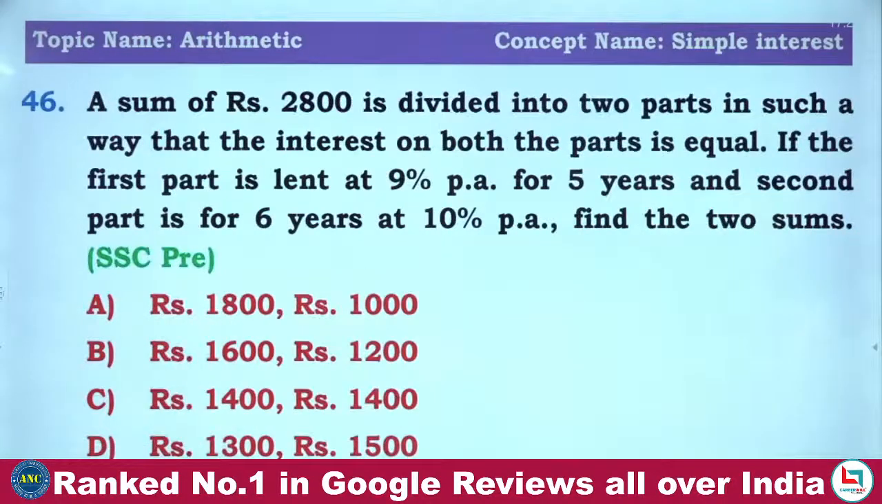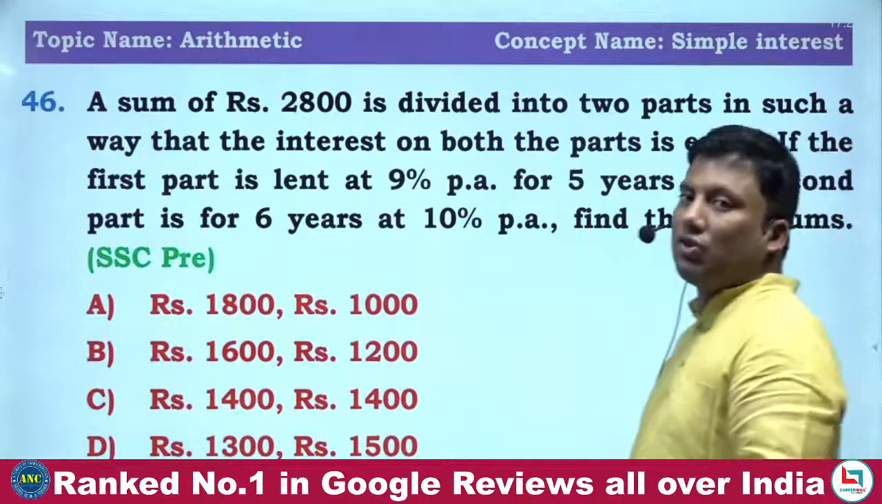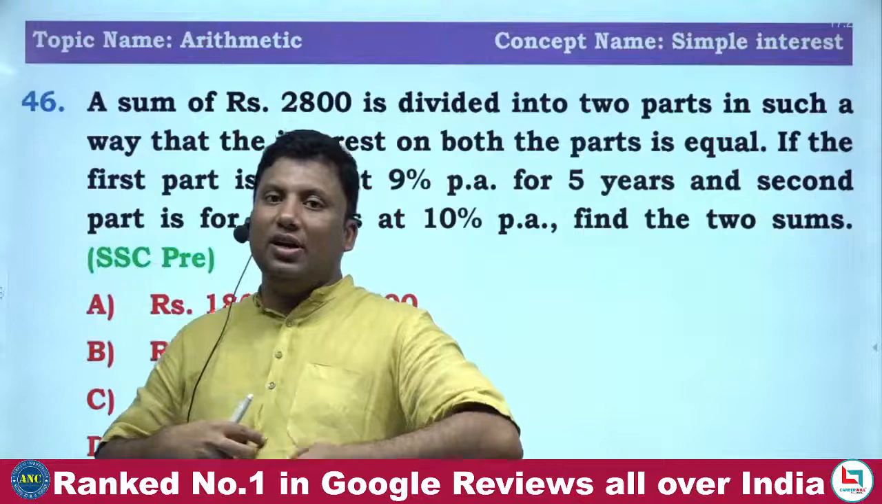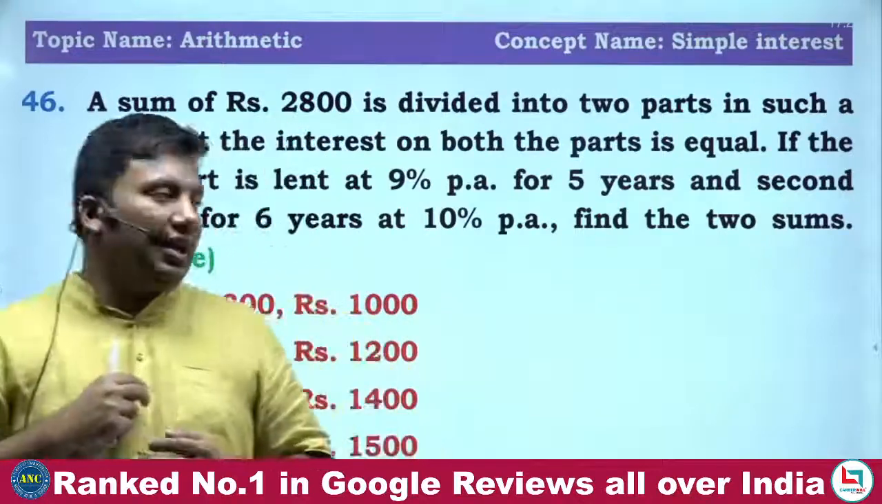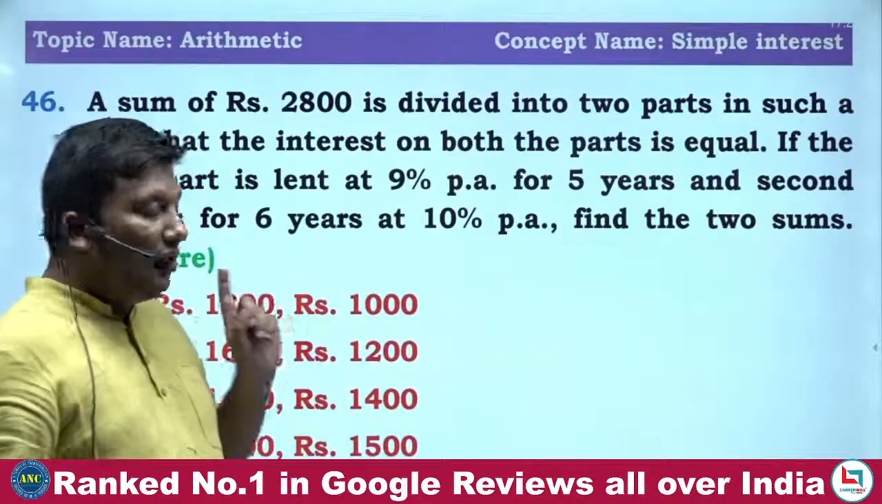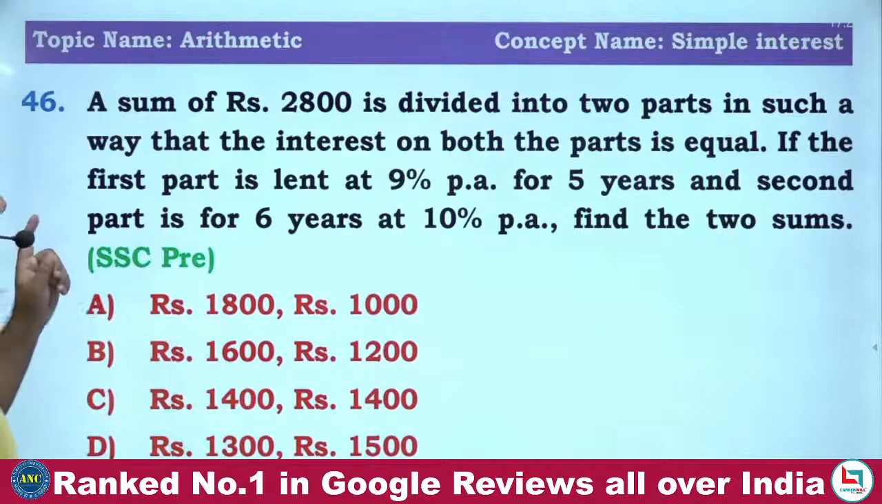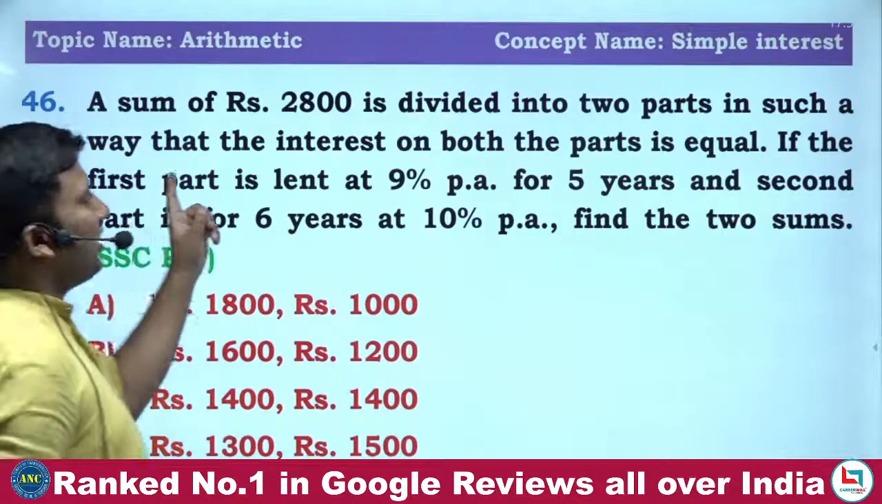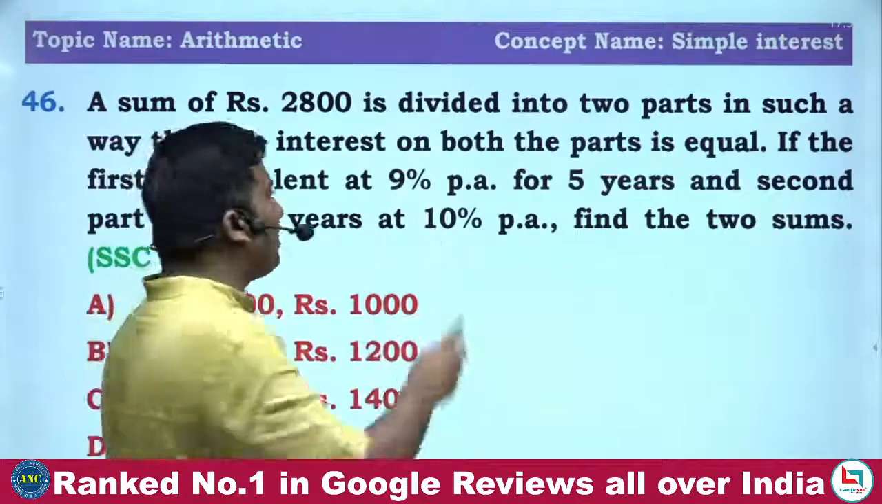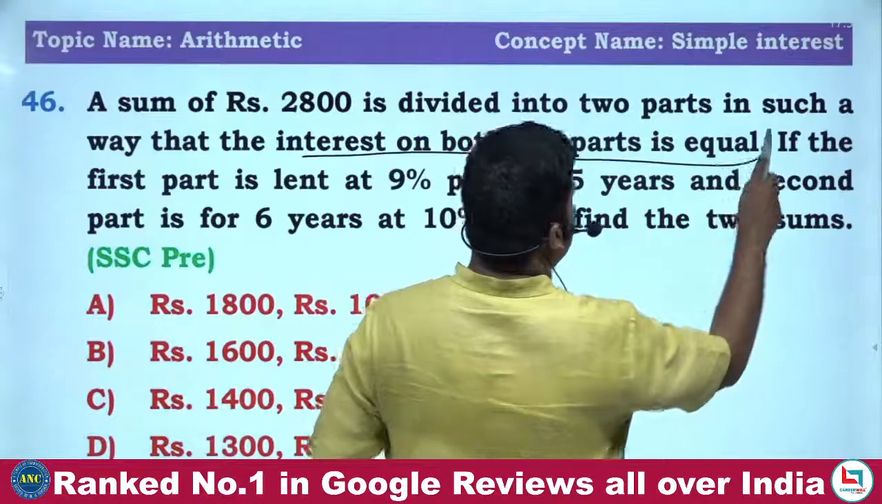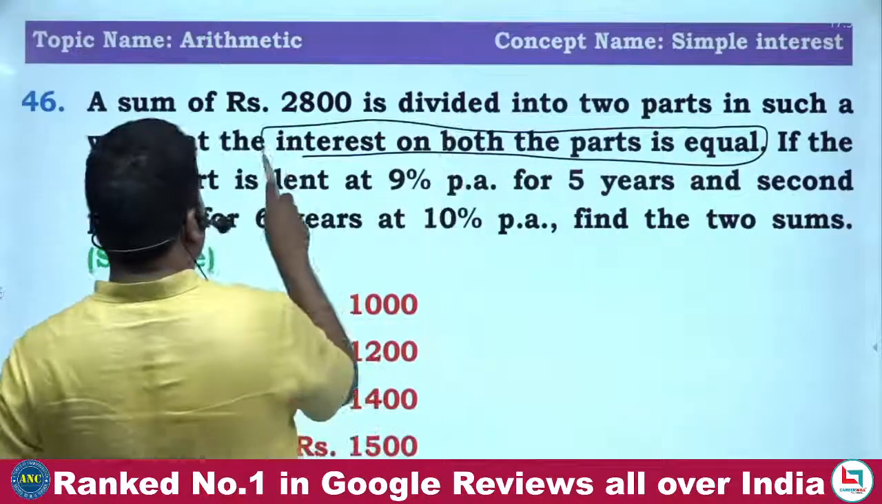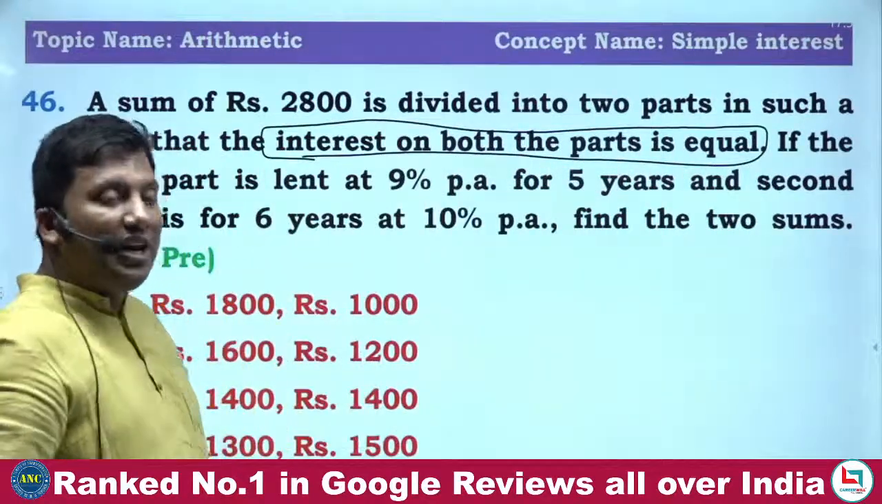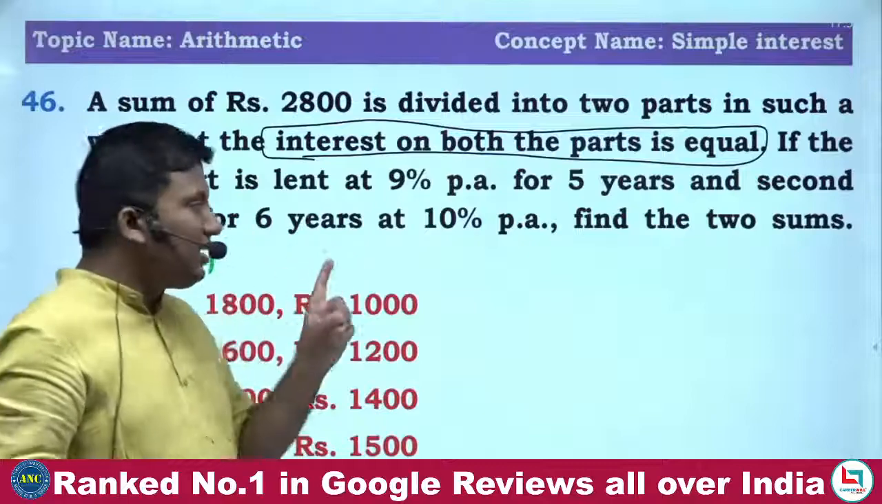45th question. Next one, 46th question. From the 46th question onwards, it is of a different variety. Before this variety, first we will read the question. A sum of rupees 2,800 is divided into two parts such that the interest on both the parts is equal. I told you at the beginning of practice session 1, we will discuss some very, very good questions where the interest is the same.